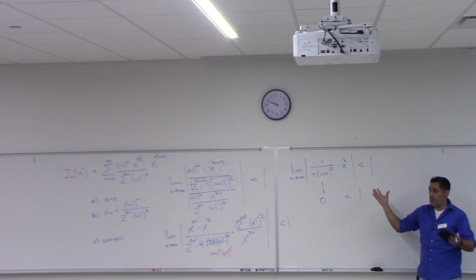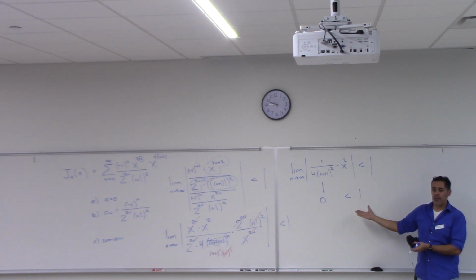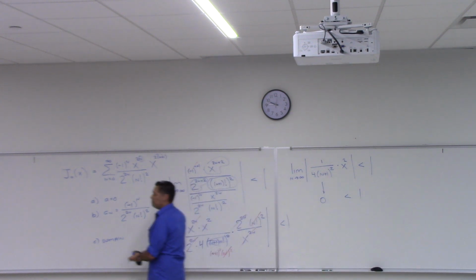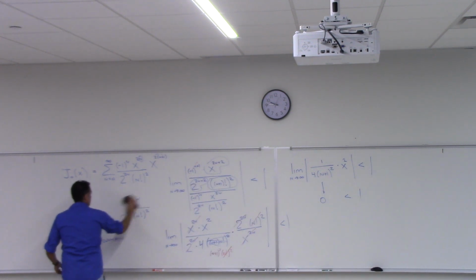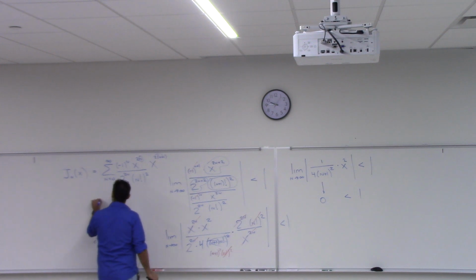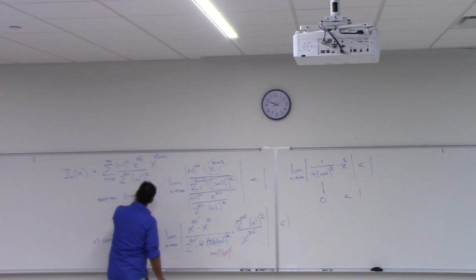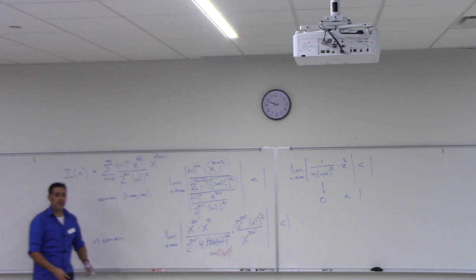That means regardless of what x is, this is true. Which means the domain of this is all real numbers. The domain is everything. The domain is all real numbers. Everything.